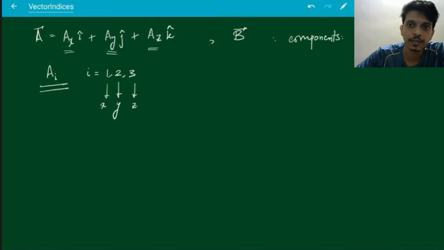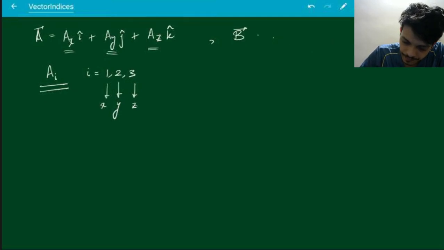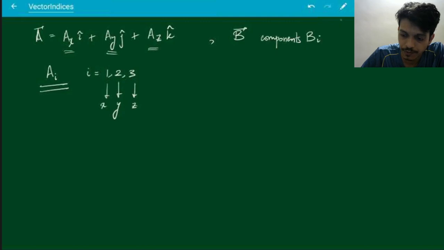Then how do you write the dot product of these two? You cannot see that. Components Bi. Wait, you can't see that either. Very good.